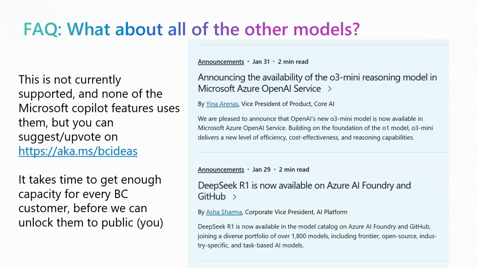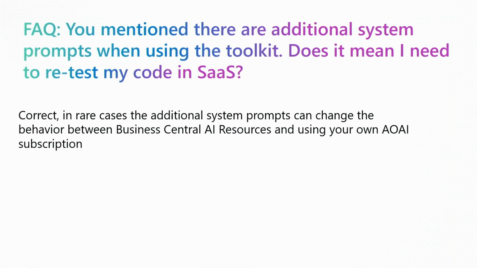Another question we're getting all the time: can I get access to the latest models outside of what you have? If I go to Azure Foundry, I have a list, and on the BCI resources, this list is shorter. Again, give us feedback. Maybe we can enable more models for your scenarios over time. That's for you, Peter.